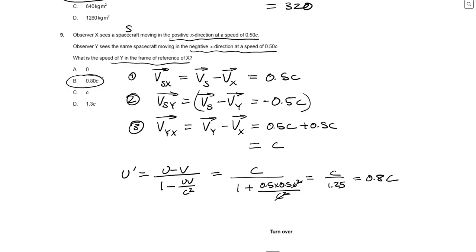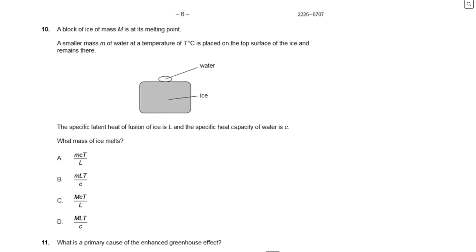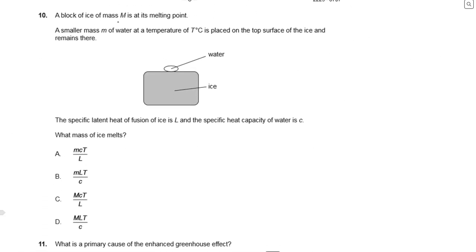So I mean, it's a guessing game sometimes. Okay, a block of ice, mass m, is at melting point. Placed on the top surface of the ice remains there. Okay, specific latent heat of fusion. What mass of ice melts?